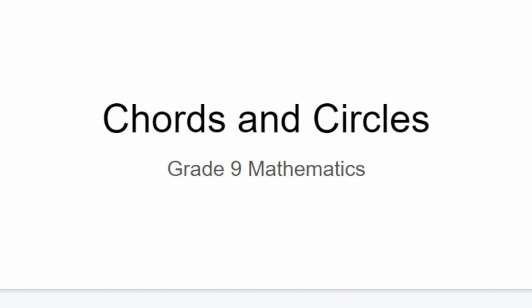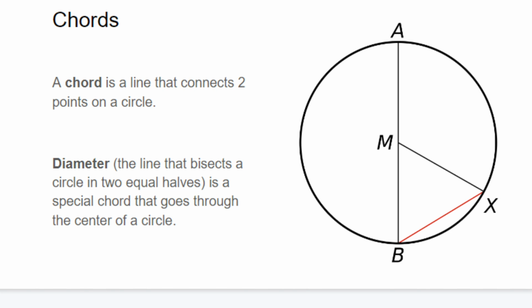All right, so last time we talked about tangents. Today we're going to talk about chords, which are a little harder, I think. So a chord is a line that connects 2 points on a circle. So for example, A to B would be connecting 2 points on a circle, or B to X.